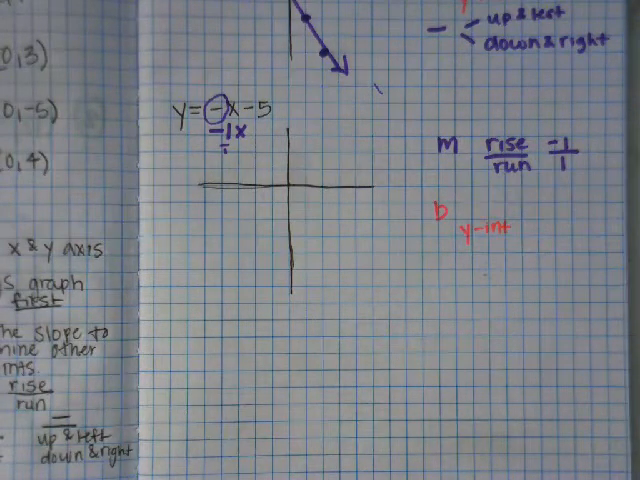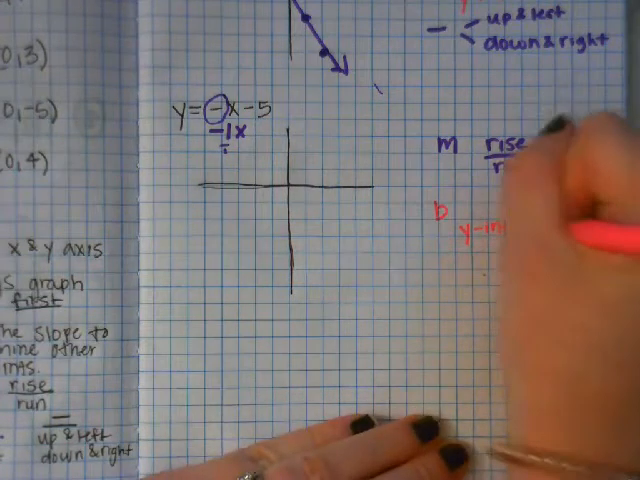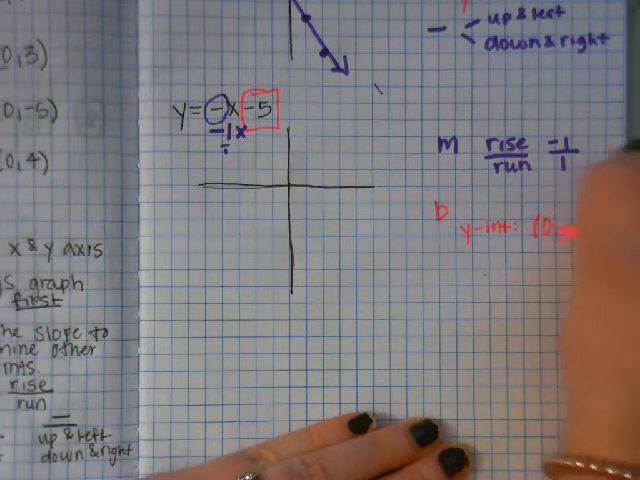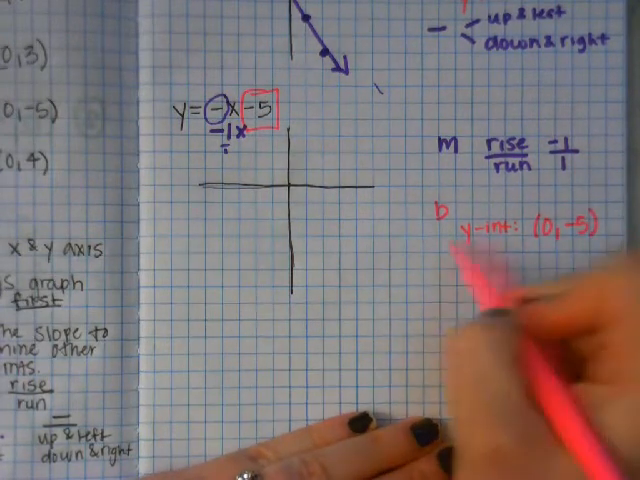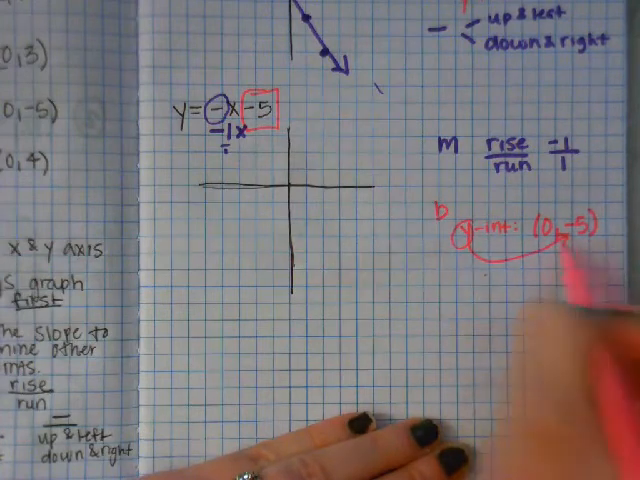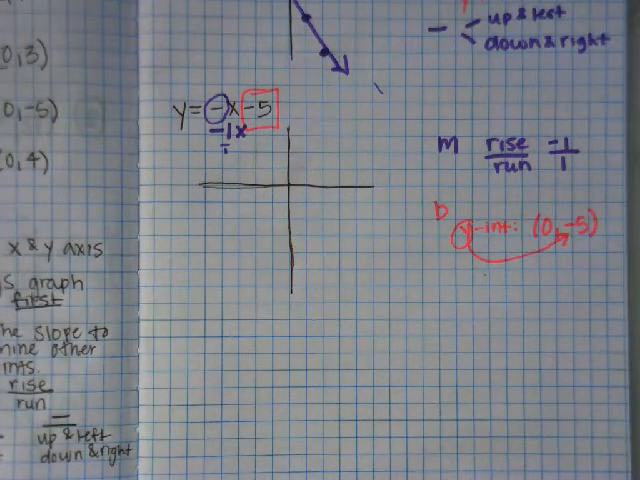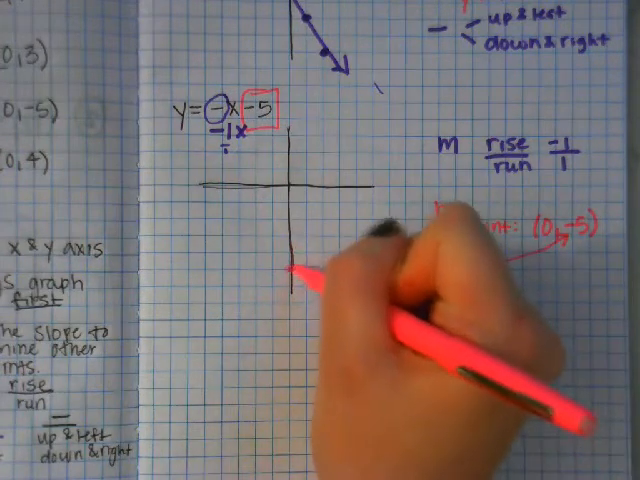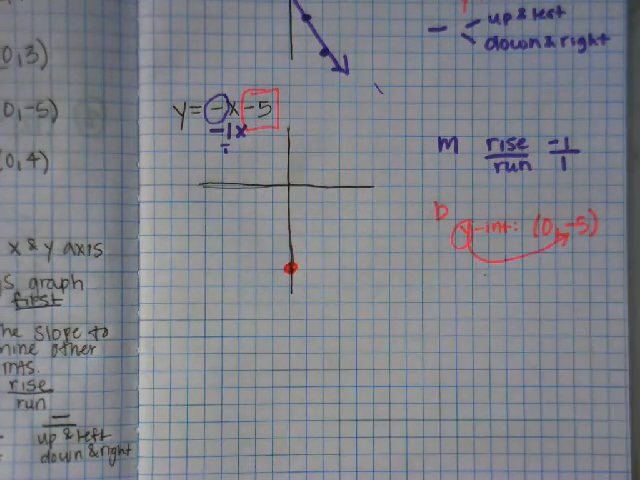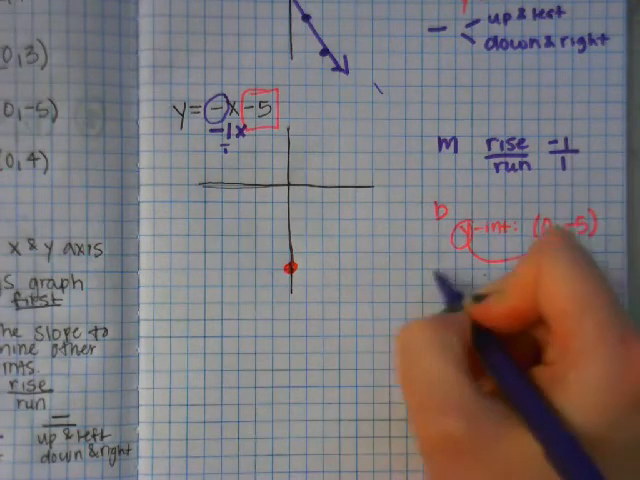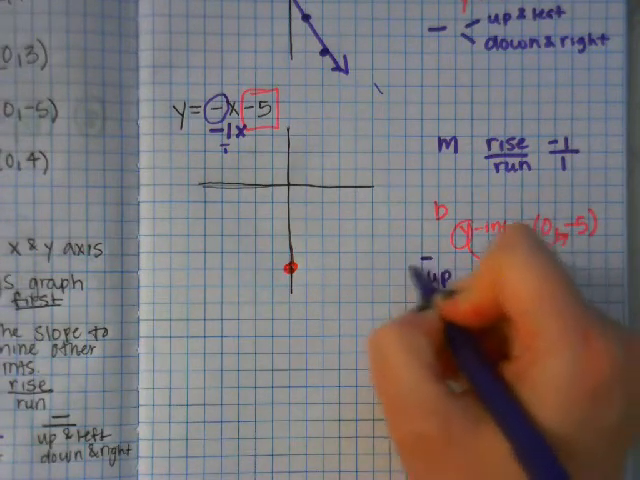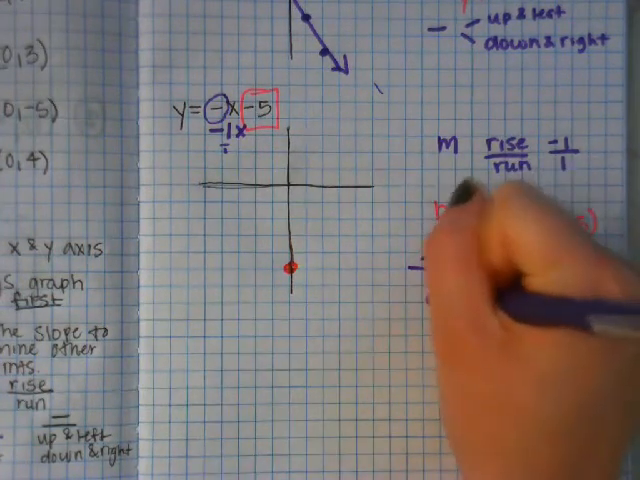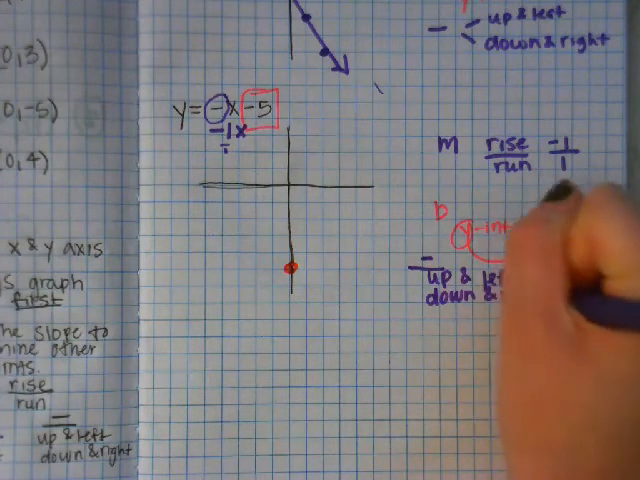Okay? Our y-intercept is, again, that negative belongs to it. So it's at 0, negative 5. So remember, y, negative 5. So on the y-axis, we need a point at negative 5. So I come here, 1, 2, 3, 4, 5. I put my point. Now again, negative slope is up and left, or down and right.